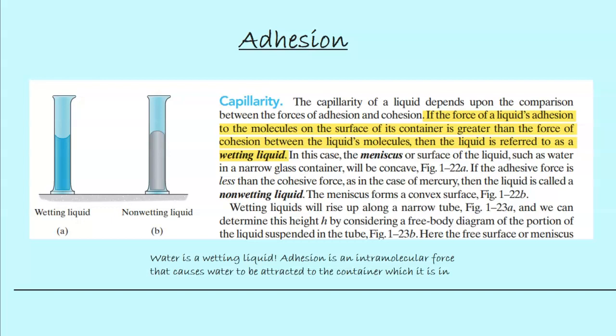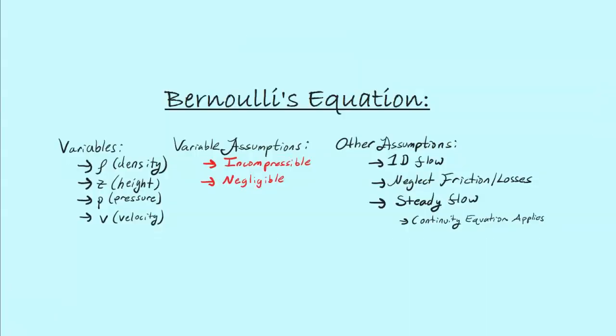Common household liquids are all wetting liquids, meaning that as stated here in the book, the force of a liquid's adhesion to the molecules on the surface of its container is greater than the force of the cohesion between the liquid's molecules. Therefore, the water is likely to be attracted to the cup or container it is in even when being poured out. Another reason why the water tends to be attracted to the container has to do with pressure differences in the water exiting the container and the atmospheric pressure surrounding it.